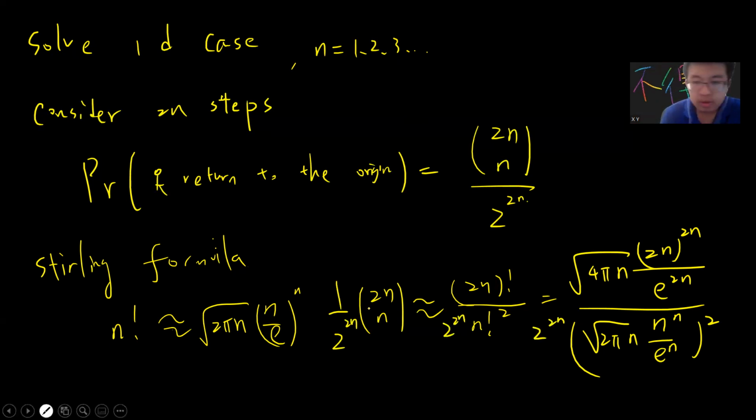You can simply see that the 2 to the n will cancel, the e to the n will also cancel, and n to the n will also cancel. Your remainder will be pi n, because the 4 and the 2 squared cancel. So the answer will be 1 over square root of pi n. Simple exercise.